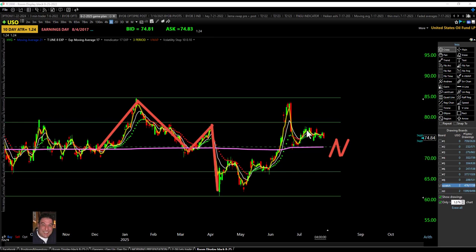So they want in, all right? It's just going to take some time until they're ready. So there's USO, that would be the crude oil fund right there. Let's take a look at UNG.